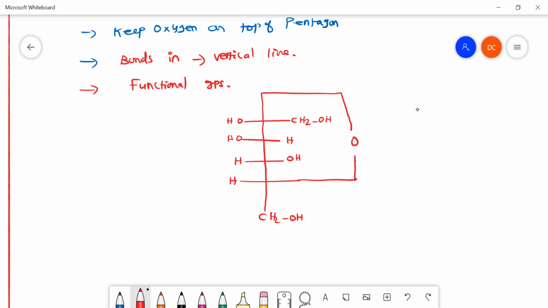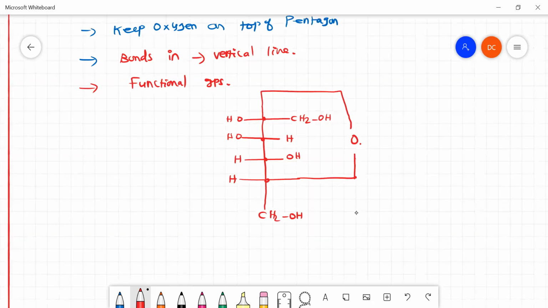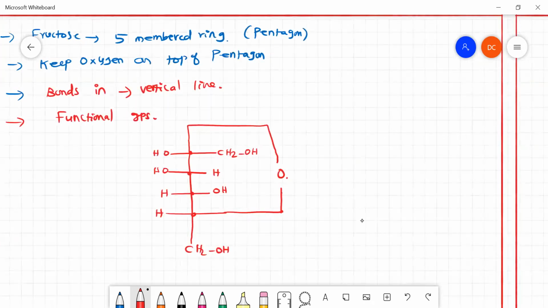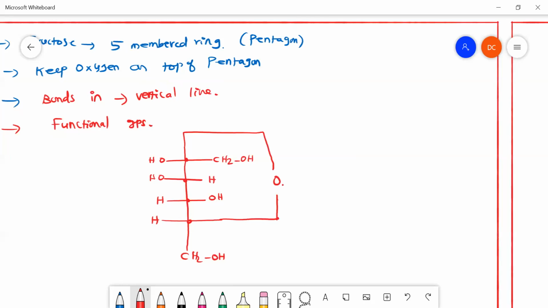So it's a 5-membered ring. This is 1, 2, 3, 4, and 5. So totally 5-membered. So how to convert this into Haworth projection? Here also the same rule will be applied. What is the first rule? A 5-membered ring which consists of oxygen. First of all, I have to draw a pentagon. On the top, I have to provide oxygen. So this is the pentagon structure.